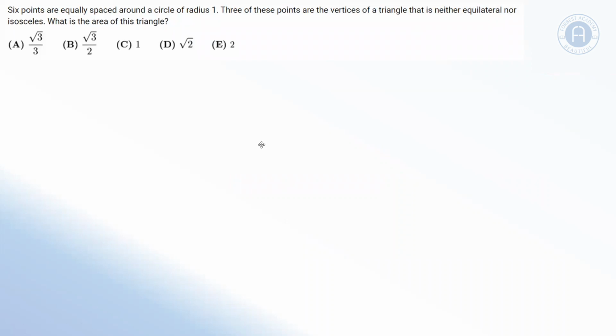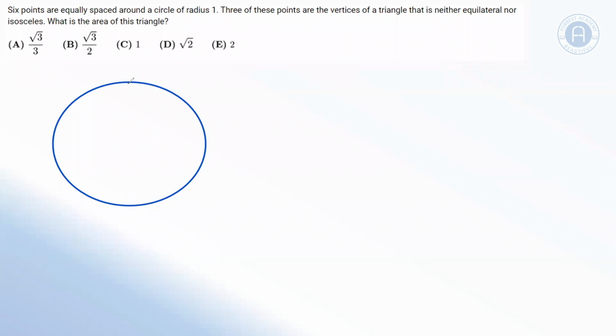6 points are equally spaced around a circle of radius 1. Three of these points are the vertices of a triangle that is neither equilateral nor isosceles. What is the area of this triangle? Okay, so the first thing we want to do with a question like this is to draw ourselves a quick diagram, because it's very difficult to try and imagine this. So let's draw ourselves a diagram and see what we've got.